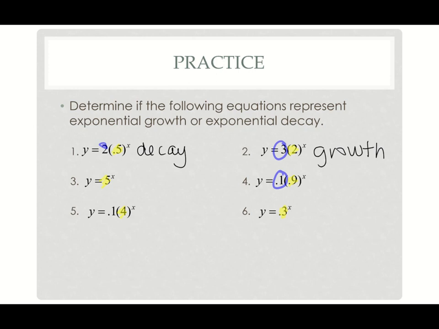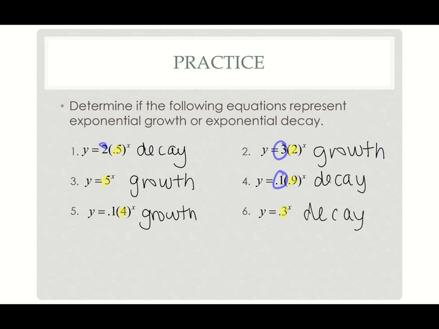3 is greater than 1, so that would be growth. 4 is less than 1, so it's going to be decay. 5 is getting 4 times larger, so that would be growth. And 0.3 is less than 1, so that's going to be decay. So we're always looking at the base of the exponential to determine growth or decay because that is our multiplier.